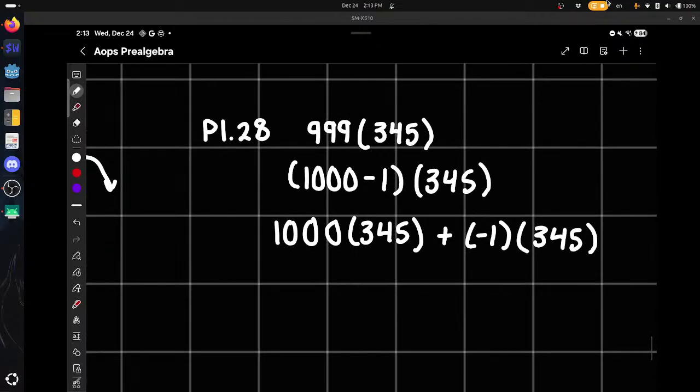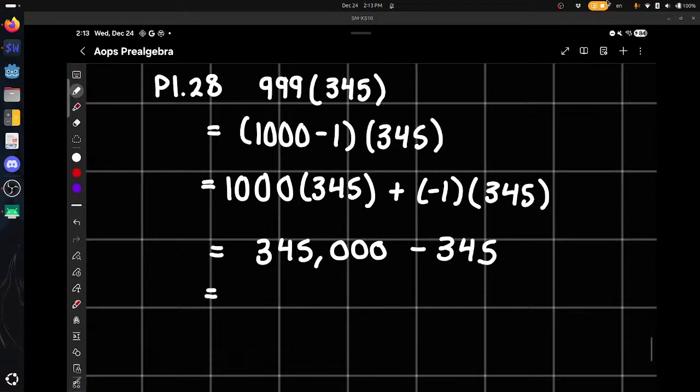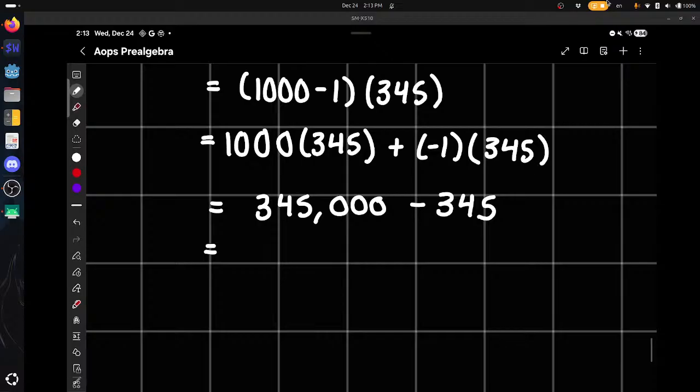We can now turn this multiplication as just this with 3 zeros, and then it's just subtraction after that. And then we have to subtract this somehow. $344.